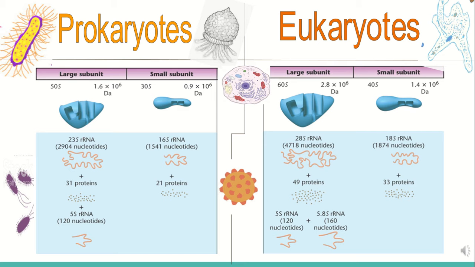While in eukaryotes, the ribosome is composed of two subunits, a large subunit 60S and a small subunit 40S. The 60S subunit is composed of the 28S rRNA, 5.8S rRNA, 5S rRNA, and 50 proteins. The 40S subunit is composed of the 18S rRNA and 33 proteins.